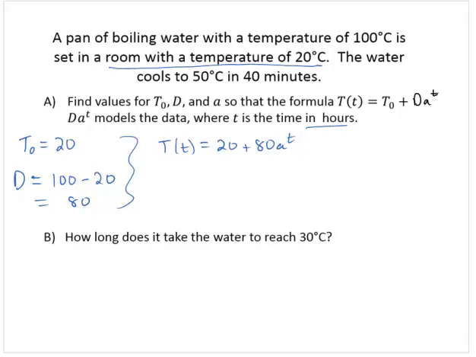So now we use the remaining information. We're told the water cools to 50 degrees Celsius in 40 minutes. But wait a second, we need the time in hours. So 40 minutes is 40 out of 60 hours. That's 2/3 of an hour. So when the time is 2/3, the temperature is 50. So we have 50 equals 20 plus 80 times A to the 2/3 power.